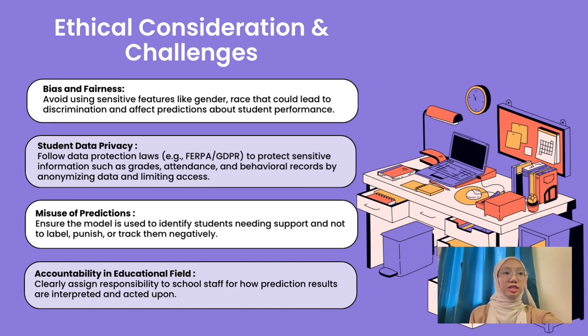Thirdly, the model's predictions must be used ethically, so it should serve as a tool to support students, especially those who may need academic assistance, and not to label, punish, or track them in a negative way. Lastly, accountability is important. Schools must clearly define which staff members are responsible for interpreting and acting on the model's output. This helps avoid misuse and ensures the predictions are applied in a supportive and structured manner.